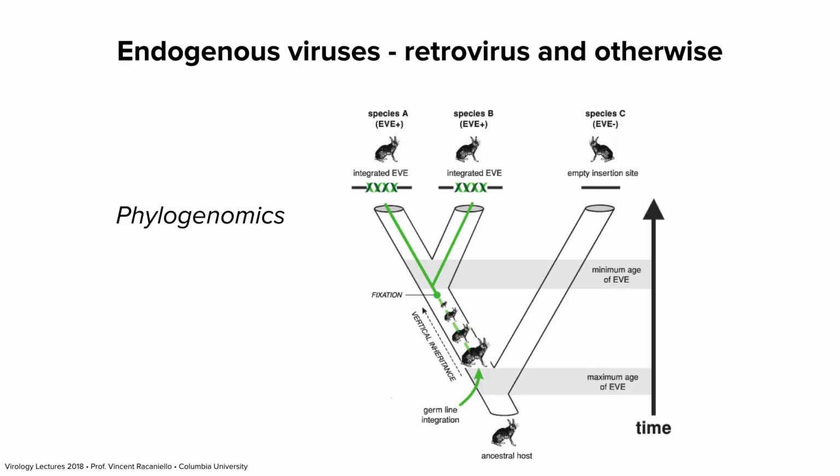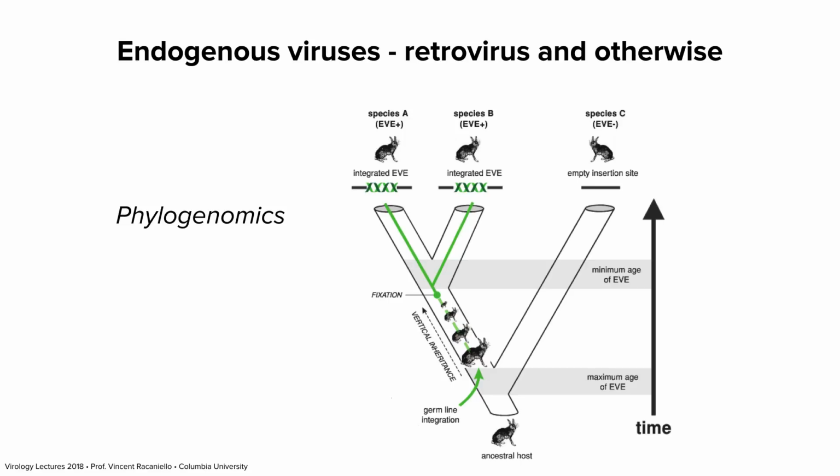Here we have 3 different species of rabbits. They have a common ancestral host. We can tell that these 2, for example, have an integrated EVE, and we can see it's in the same place on the chromosome, so they probably got it from an ancestor. The 3rd rabbit does not have it. So in this way, we can date the insertion of the EVE, somewhere between the break between the species and the fixation in these 2 species.